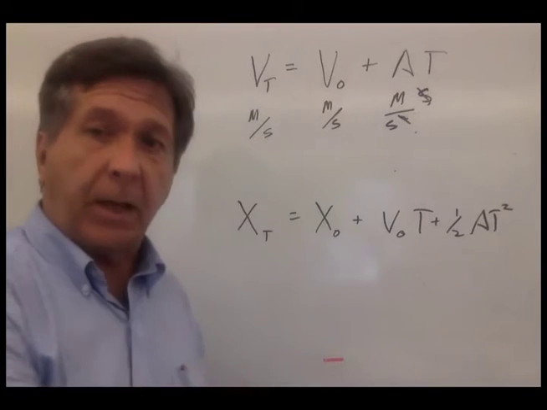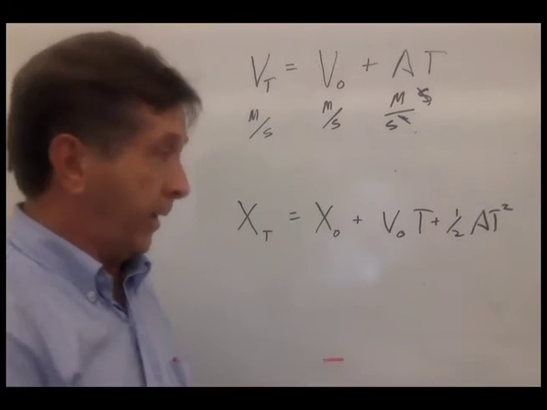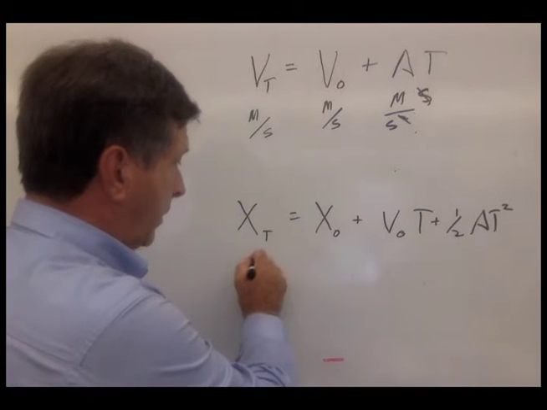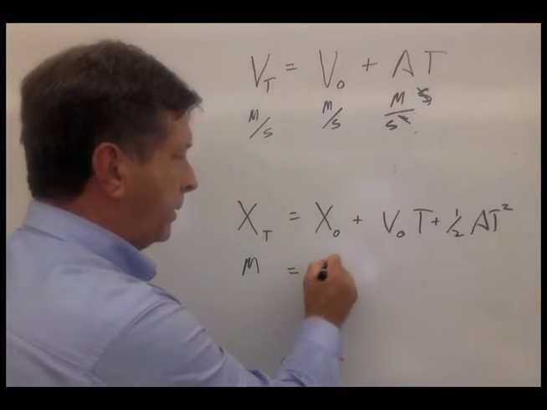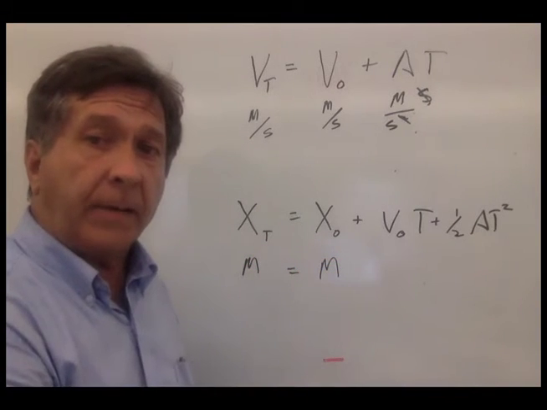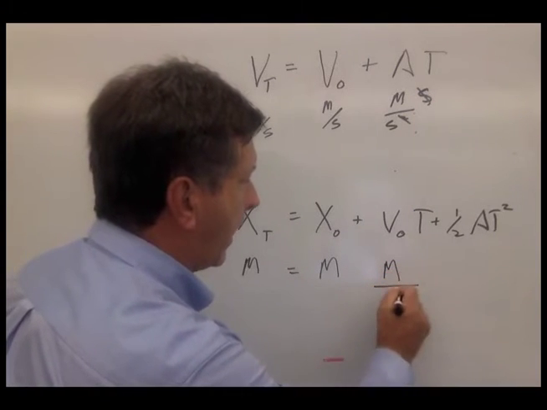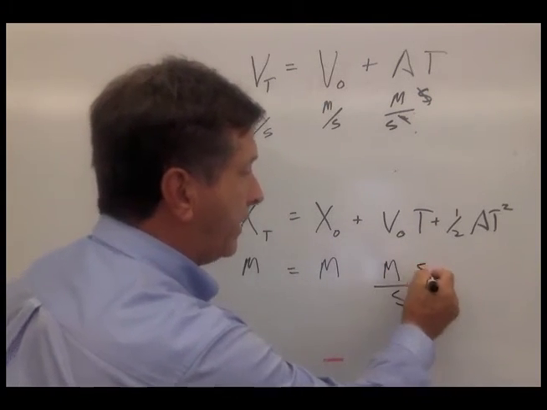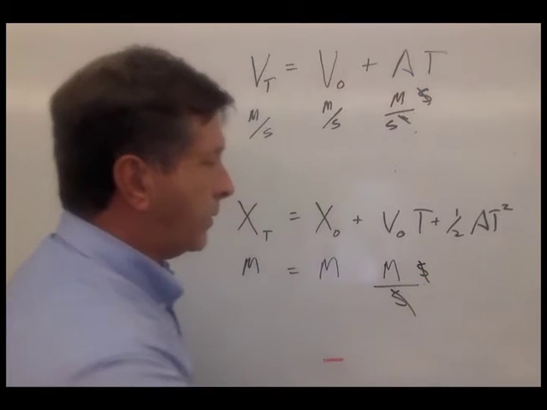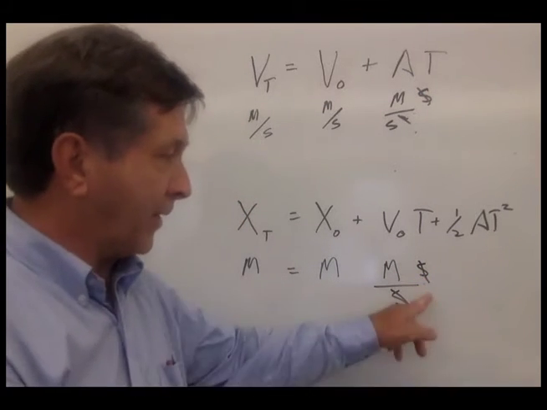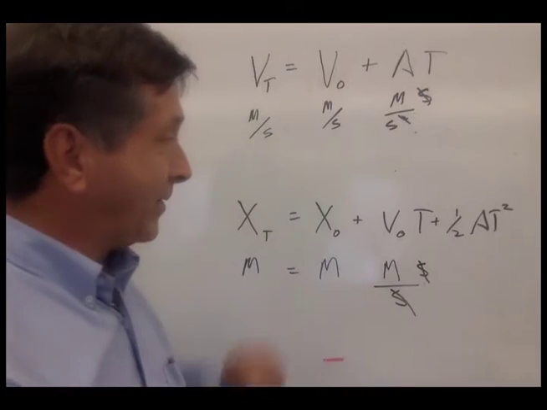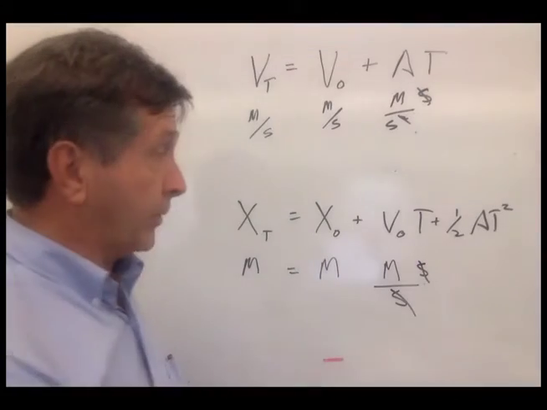The position is going to be so many meters away. How far did he get? Meters equals meters. Velocity is in meters per second. Time is in seconds, times seconds. So those cancel out, and that gives me meters also.